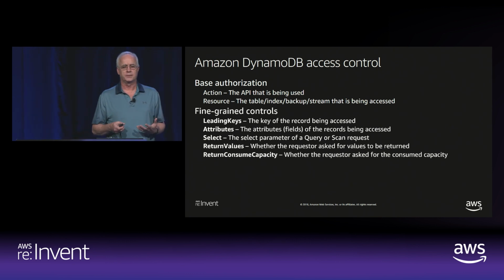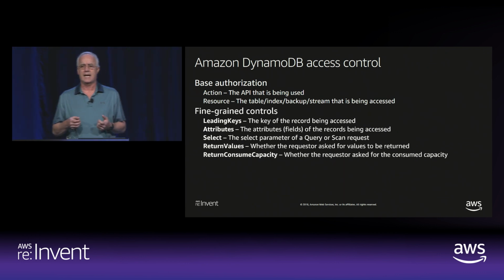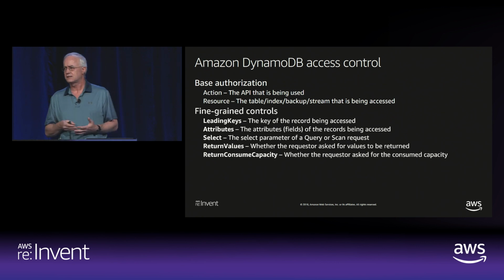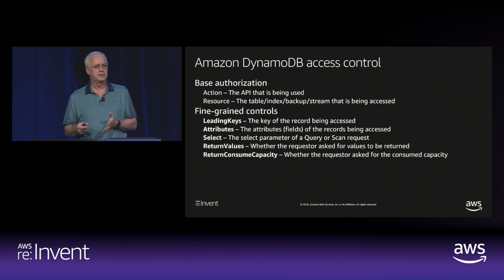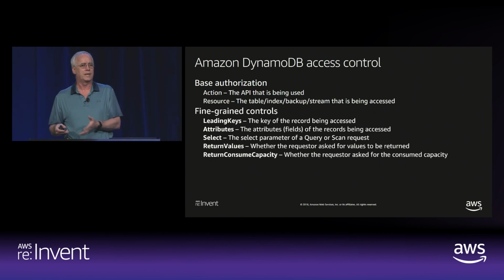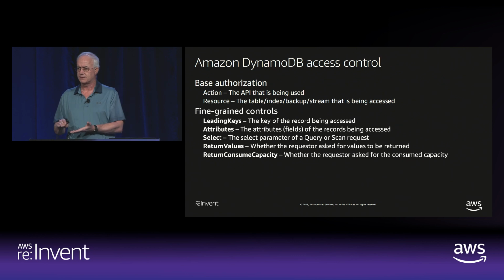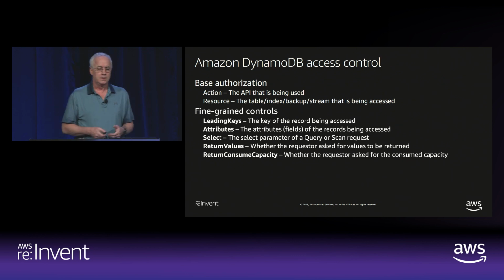Fine-grained access control gives you the ability to limit access to portions of the table. You can limit based on the leading keys. The leading key is essentially the key of the table that's being requested. So if I'm doing get item on item 101, 101 is the leading key. So this lets you control what rows are allowed to be queried or allowed to be requested from the table or updated in the table.